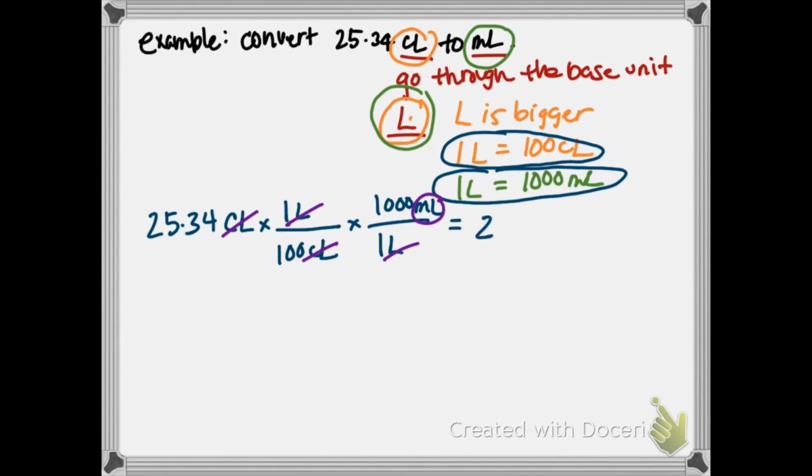And so we do our calculation and we get 253.4 milliliters, 4 sig figs based on the original 4 sig figs in the number given. So we had 2 steps in this problem, but you always go through the base unit and remember your mantra. The bigger one gets the 1.